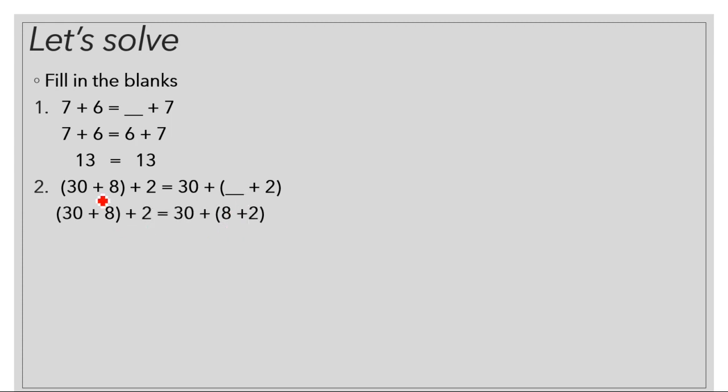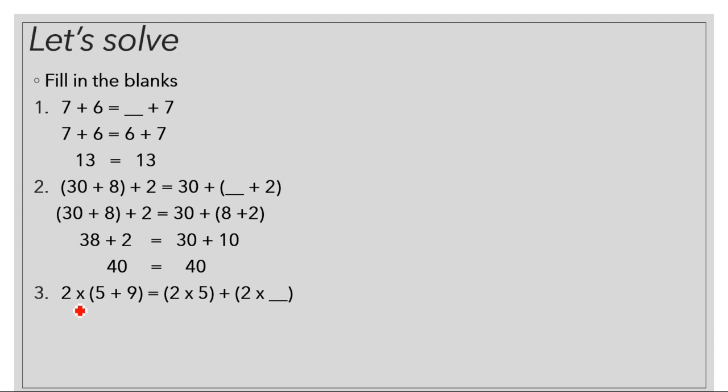Because we cannot change the numbers. Here we have 30, 8 and 2 and here we have 30 and 2. So we have to write 8 in the blank. 8 is left, so we write 8 in the blank. And when we solve this, first we have to solve the bracket. So first we solve the bracket. 30 plus 8 is 38, plus 2 is equal to 30 plus 8 plus 2, which is 10. Again, 38 plus 2 is 40 and 30 plus 10 is 40. So we have the same answer.